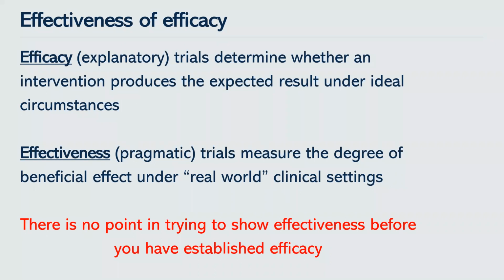It is important to look at effectiveness. We can't do everything under ideal circumstances. We have to do it under real-world conditions. But there's no point in investing in a huge pragmatic trial if you don't know that the thing you're interested in can work under ideal conditions. And efficacy is like do X in Pearl's language, whereas effectiveness is looking at what happens when you offer X.